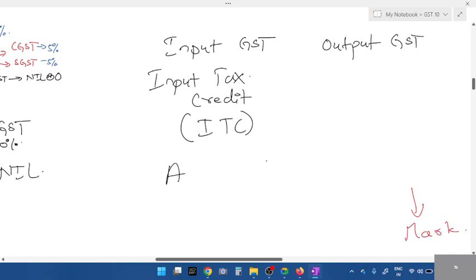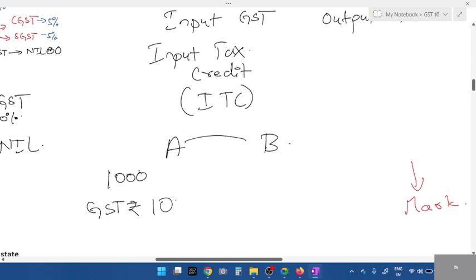If there are two people, A and B, an article costs rupees 1000 and GST is, imagine GST is 10. GST is rupees 10. So person A is selling it to B, students. A is selling it to B. The article is 1000. The GST is 10. How much should B pay? 1000 plus 10, or let me take 100. 1000 plus 100 is 1100.